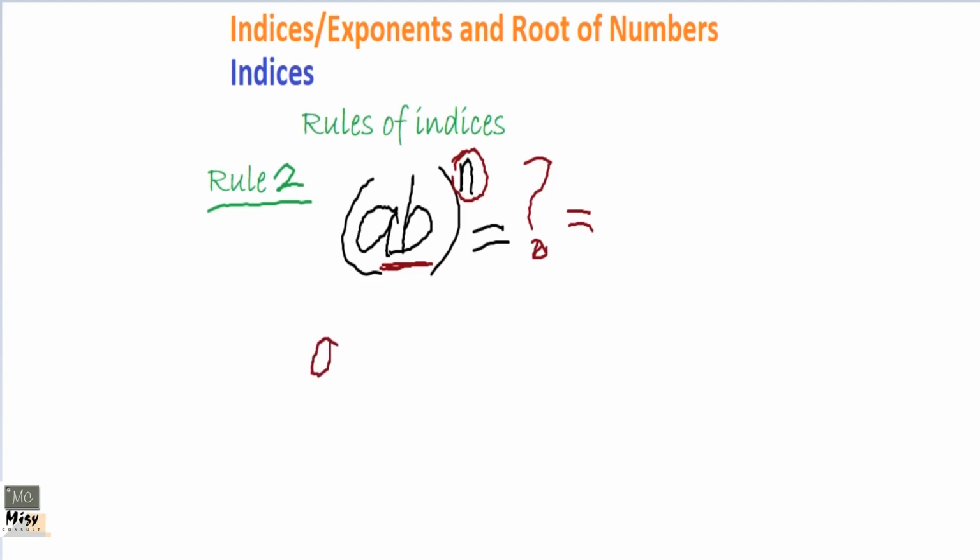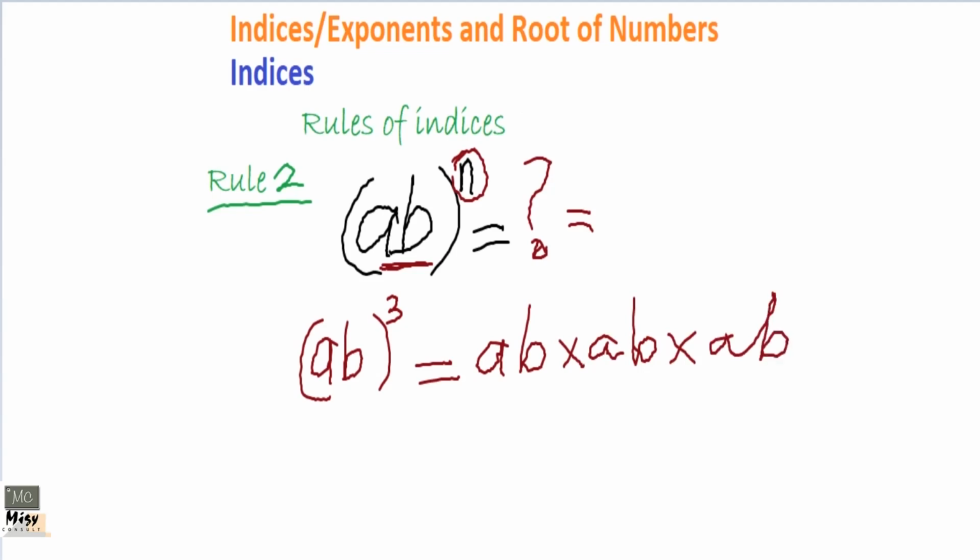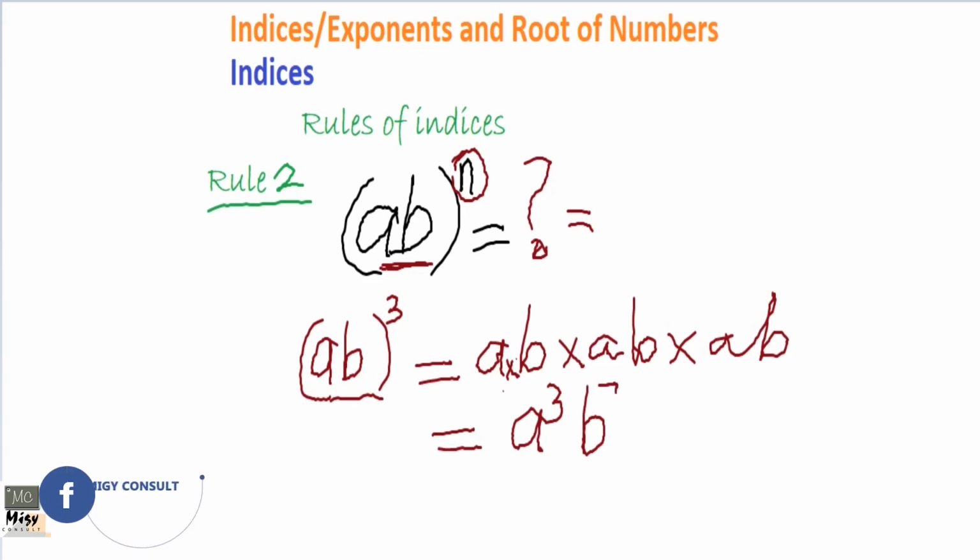AB all raised to the power 3. We need to expand it, because we need to see how the index is going to relate to the other ones inside there. You choose 3 for n, and you will be expanding it: AB times AB times AB, because AB is repeating 3 times and multiplying 3 times. It is the same as A raised to the power 3 and B raised to the power 3.